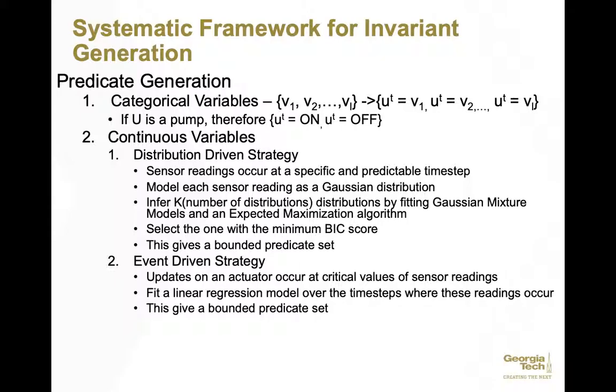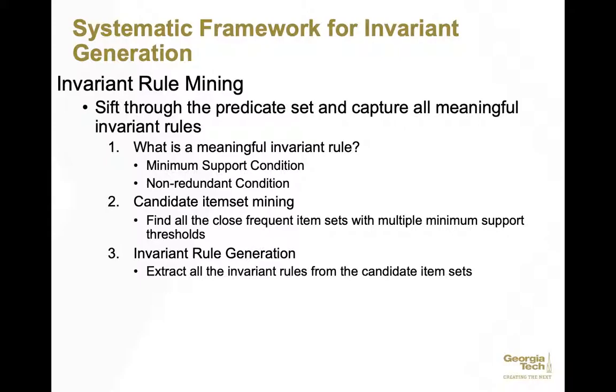Now let's look at step 2, which is invariant rule mining. Invariant rule mining, basically, with the predicate set, transforms the data log into a database of meaningful invariant rules, which are used for anomaly detection. From the previous predicate generation step, we get a predicate set which is large and consists of all the generated predicates for actuator states and sensor readings for the industrial control systems. Now we have to sift through the set and capture all meaningful invariant rules.